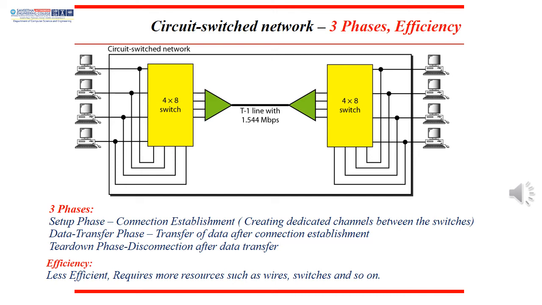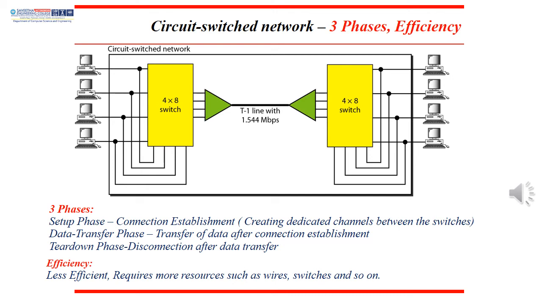After the data is sent or received, the third phase starts. The third phase is the teardown phase or disconnection phase, where either the sender or the receiver can start this disconnection. We can predict the efficiency of this circuit switching network by seeing this diagram.